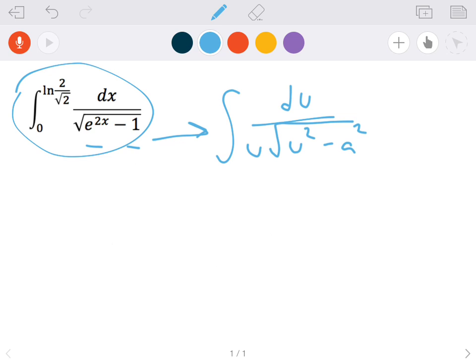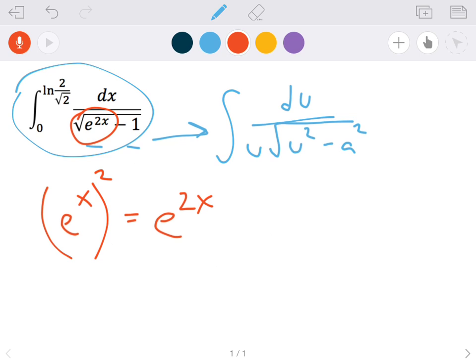So the trick on this one that I see is that I need this to be u squared. So I'm thinking, how can I get e to the 2x to be something squared? Well, here's what I have to think. E to the x, if I squared that, when I have a power raised to a power, I multiply. So that becomes e to the 2x. Oh, look, which is what I have, right? So what I need is to set u equal to e to the x. And this term here then becomes my u squared, right?